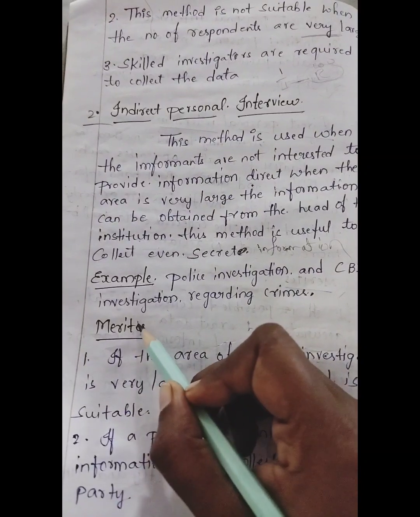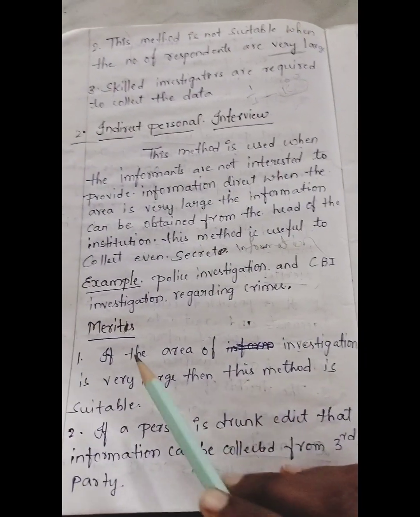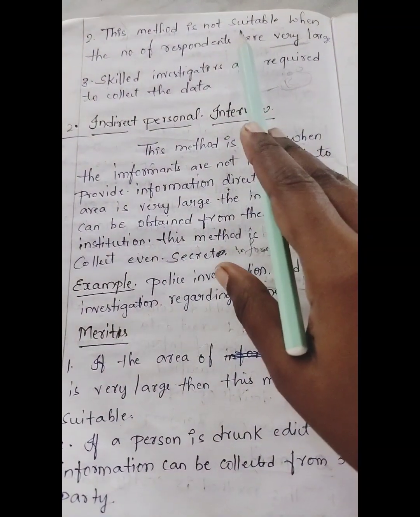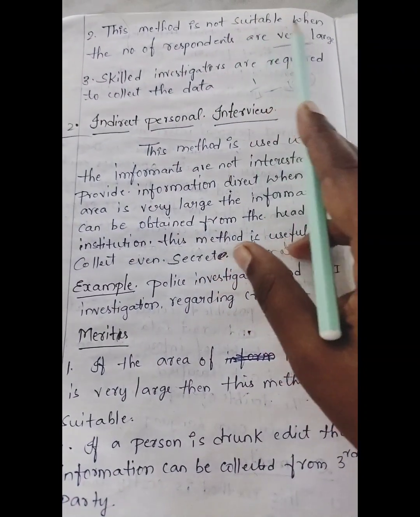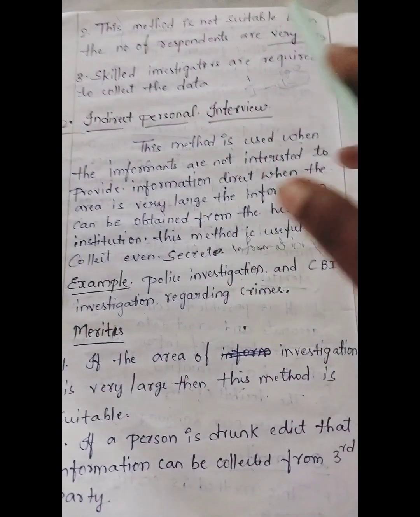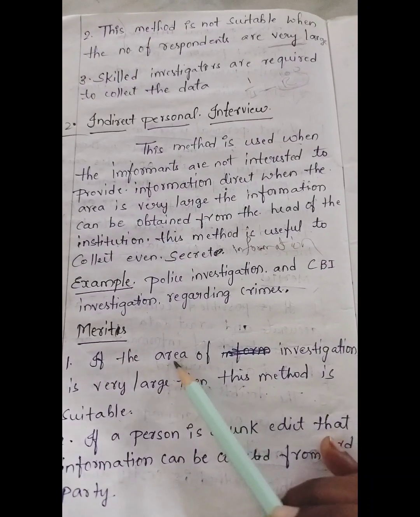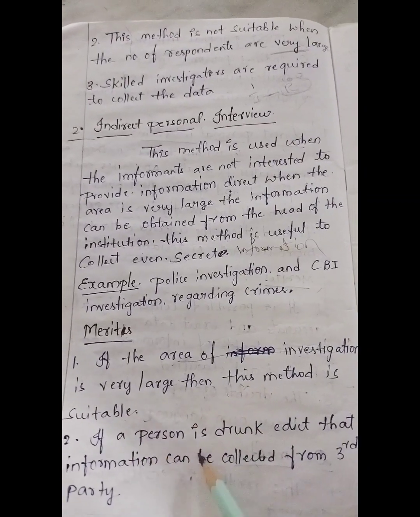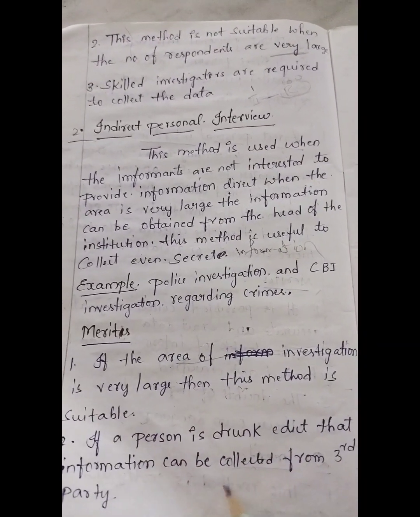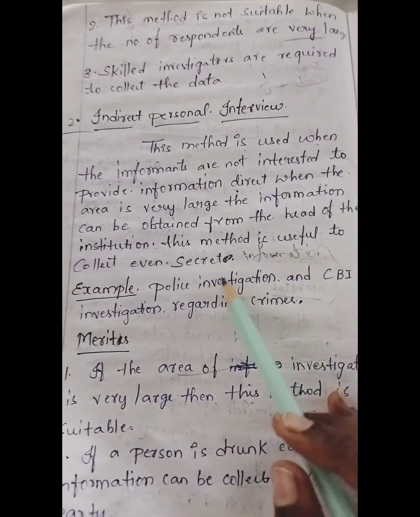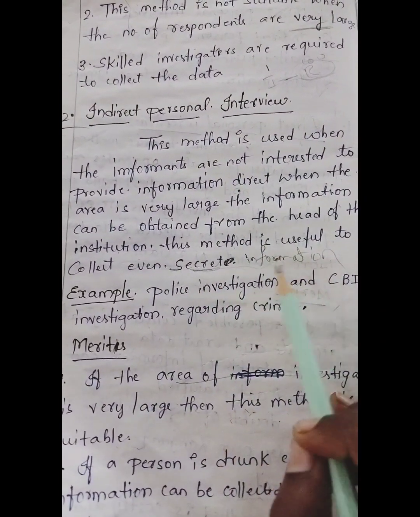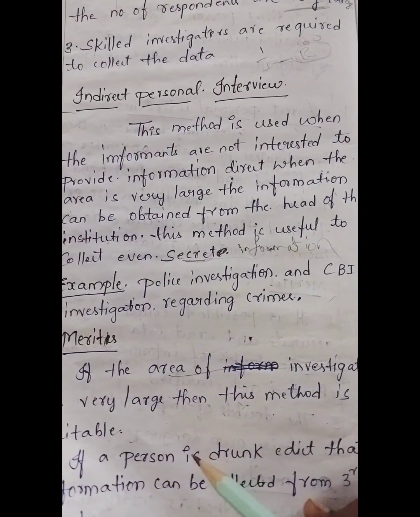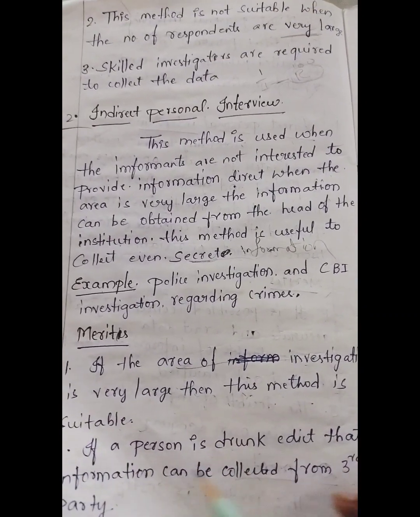Next we have the merits. Here we have two merits. If the area of investigation is large, then this method is suitable. The demerit of direct personal interview is that if the area is large, we cannot use that method. But in indirect personal interview, if the area of investigation is large, then we can use this method. Next, if a person is a drunk addict, that information can be collected from a third party. I told you already, this method is even used to collect secret information. If a person is not willing to give the information, we can collect it through a third party.